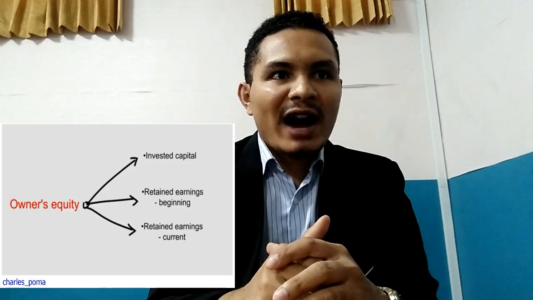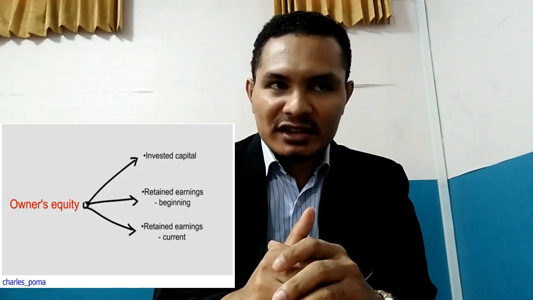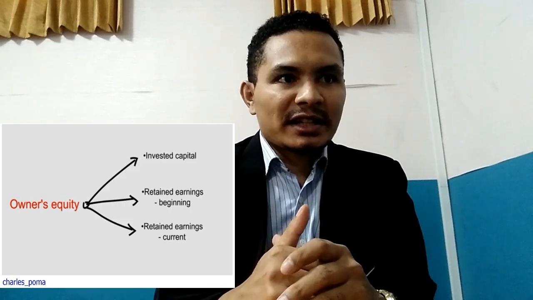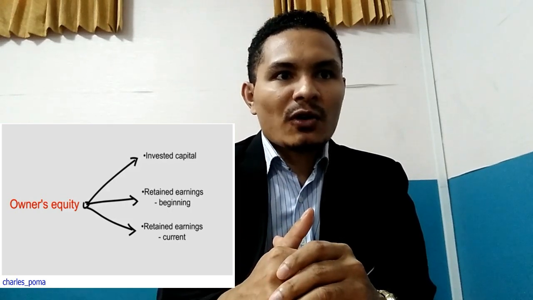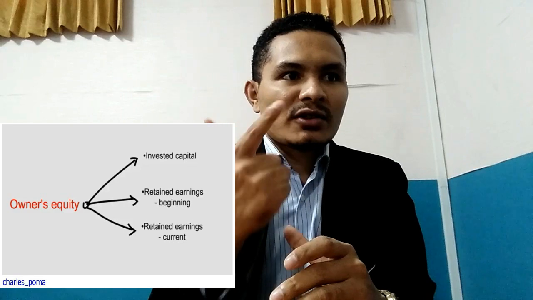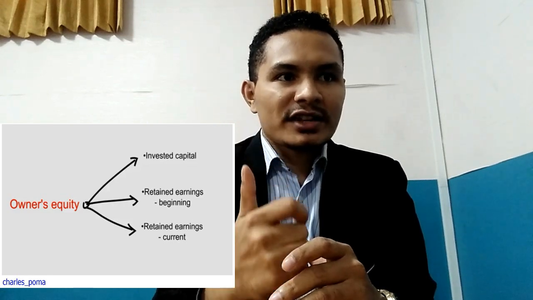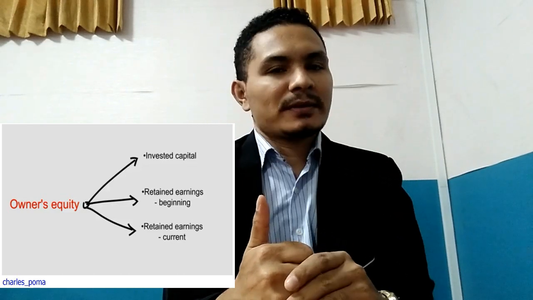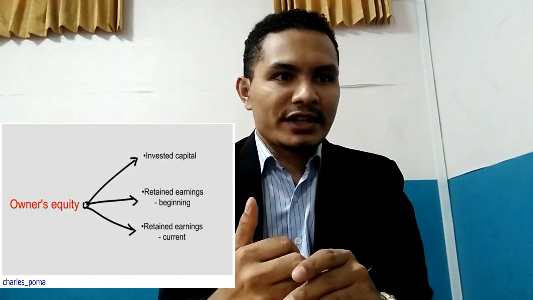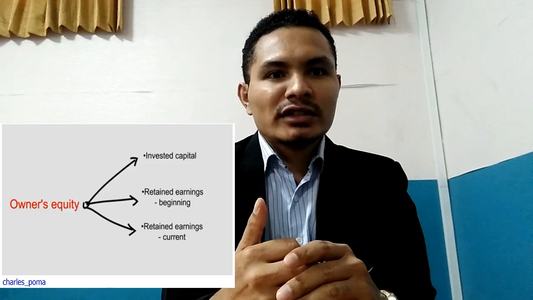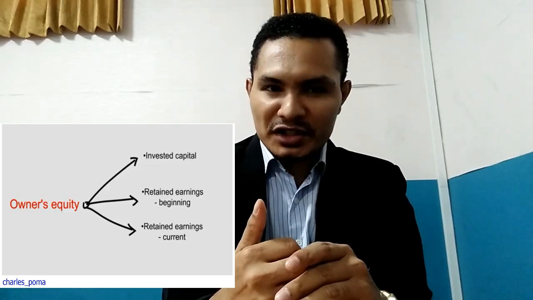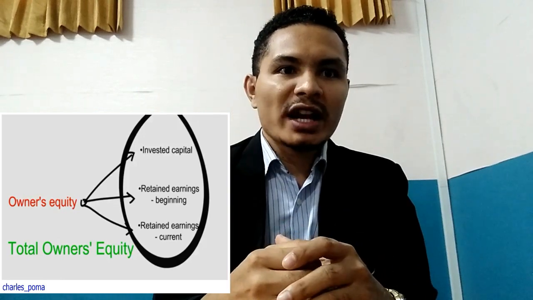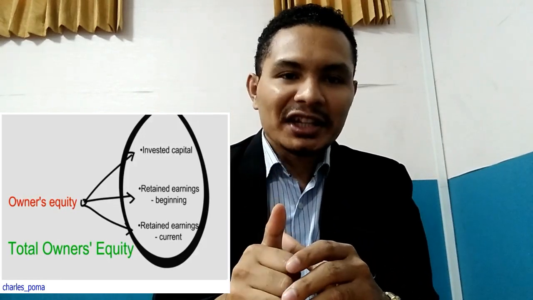Owner's equity is one of the 3 major sections of a balance sheet. It has several subsections. First, invested capital. This is the total investment of all owners and shareholders. Second, retained earnings, beginning. This is the retained earnings at the beginning of the accounting period. Third, retained earnings. This is the retained earnings for the current accounting period. These 3 amounts are added together to get the total owner's equity.